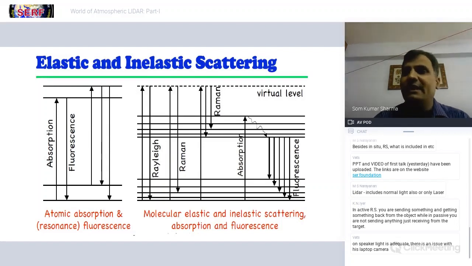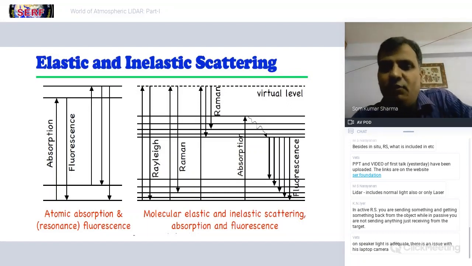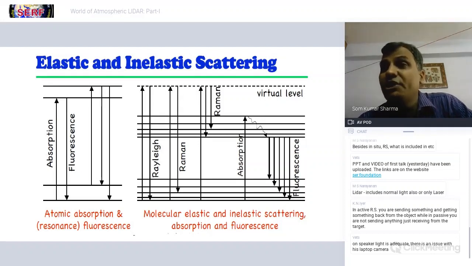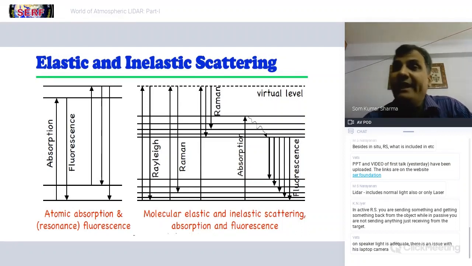Under elastic scattering, as I told, there are Rayleigh scattering and Mie scattering. Rayleigh scattering takes place from very tiny particles, like the neutral atmosphere, which are very small. The condition for Rayleigh scattering is very simple: when the size of the scatterer is much smaller than the wavelength, or you can say the wavelength which is illuminating that molecule or atom, then Rayleigh scattering takes place.